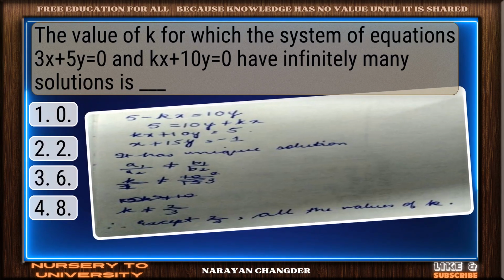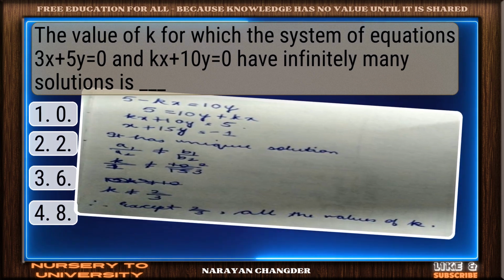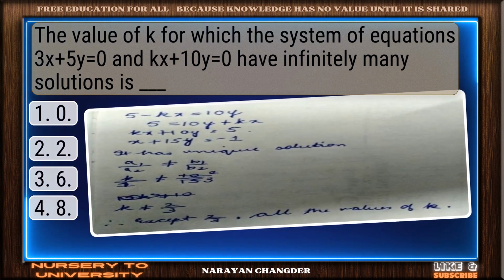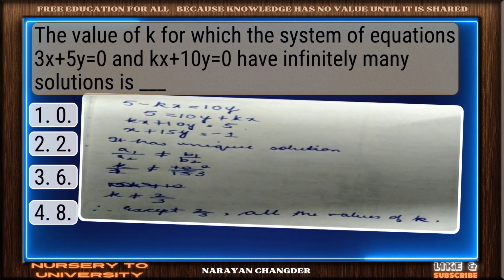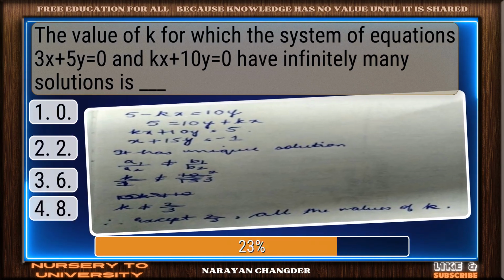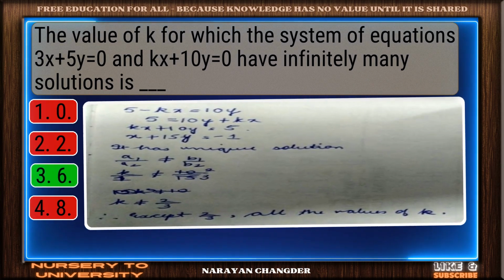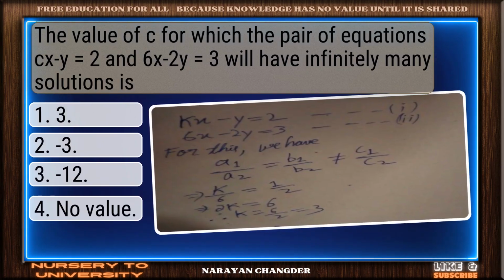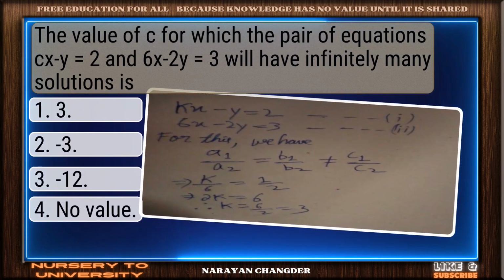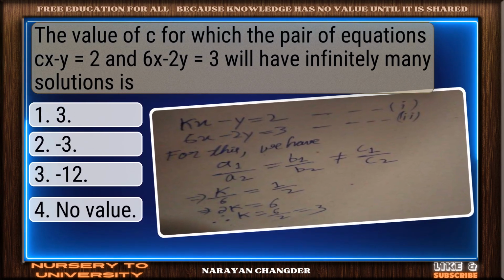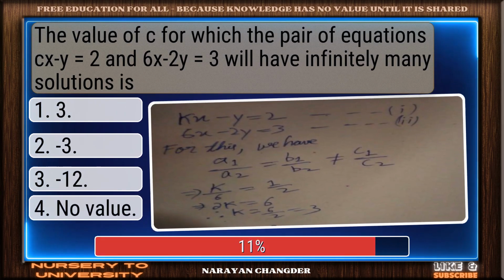The value of k for which the system of equations 3x + y = and kx + = have infinitely many solutions is dash. Great thinking. 6 is right. The value of c for which the pair of equations cx + y = 2 and 6x + 2y = 3 will have infinitely many solutions is.